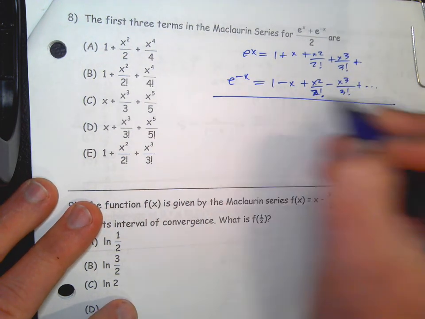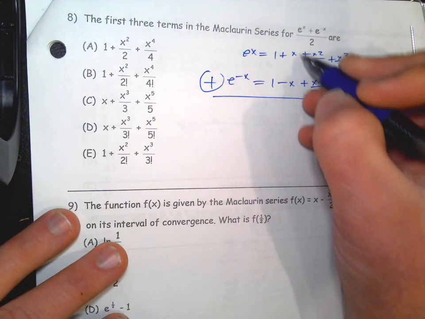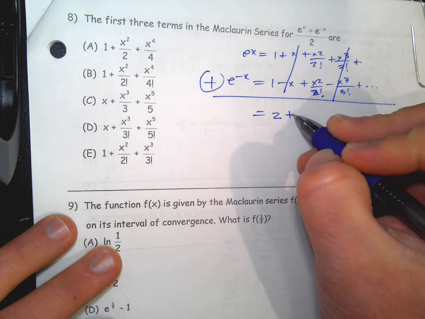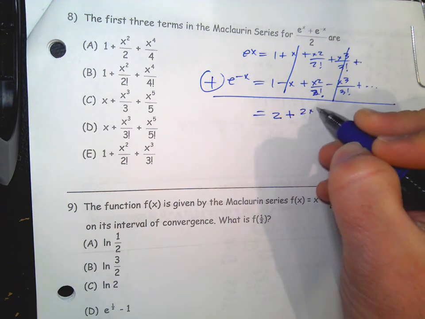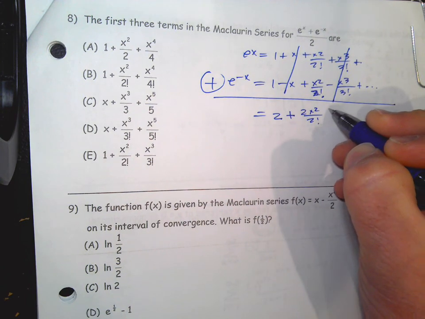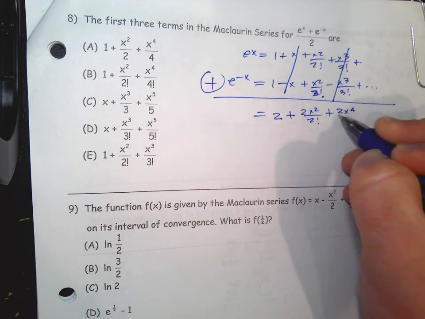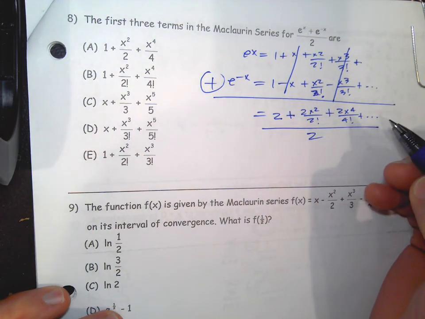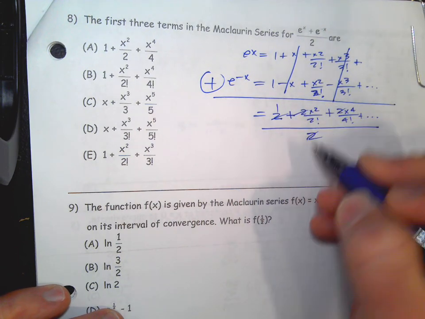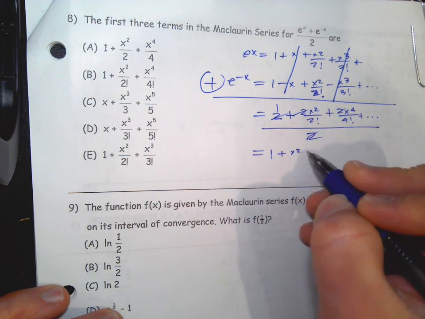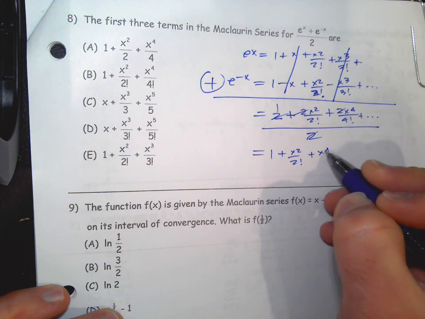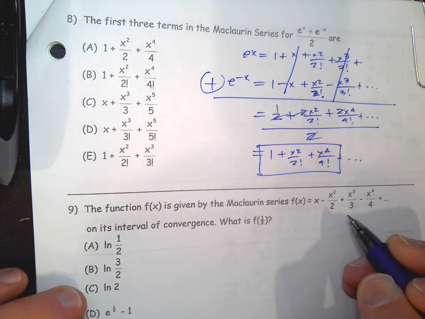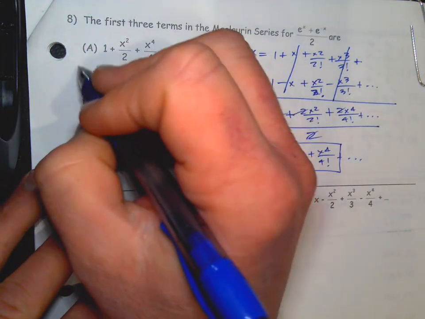And so then we're going to add these up, and half of the terms are going to cancel each other out. So we're going to get 2 plus 2x squared over 2 factorial plus 2x to the 4th over 4 factorial plus dot, dot, dot. And then we're going to divide everything by 2. So that's going to cancel all the 2's out. So we're back to 1 plus x squared over 2 factorial plus x to the 4th over 4 factorial, and on and on and on. So that matches answer B.